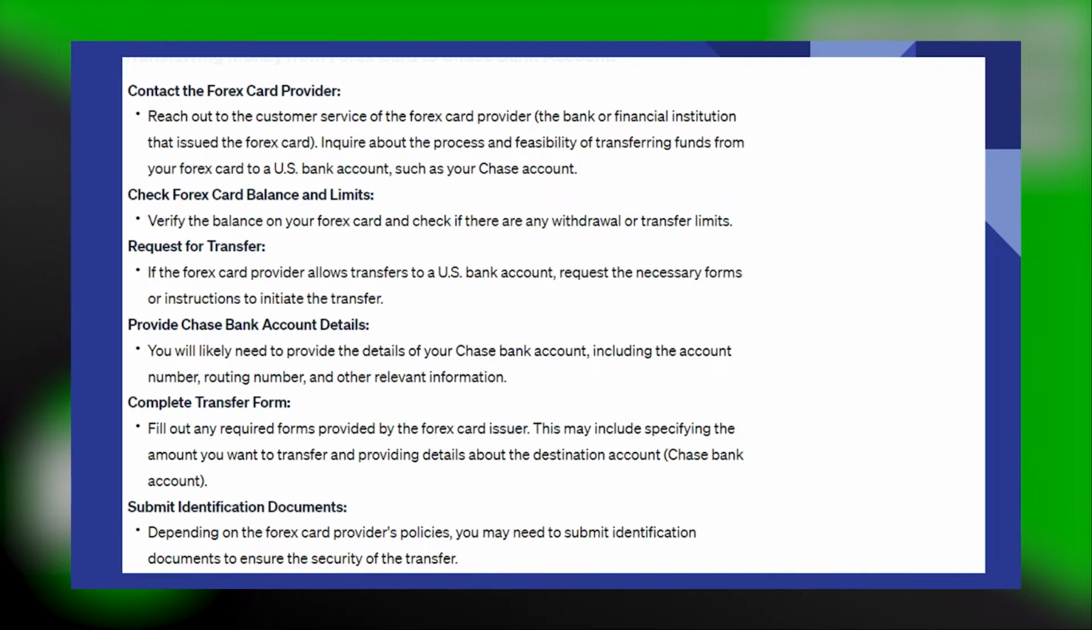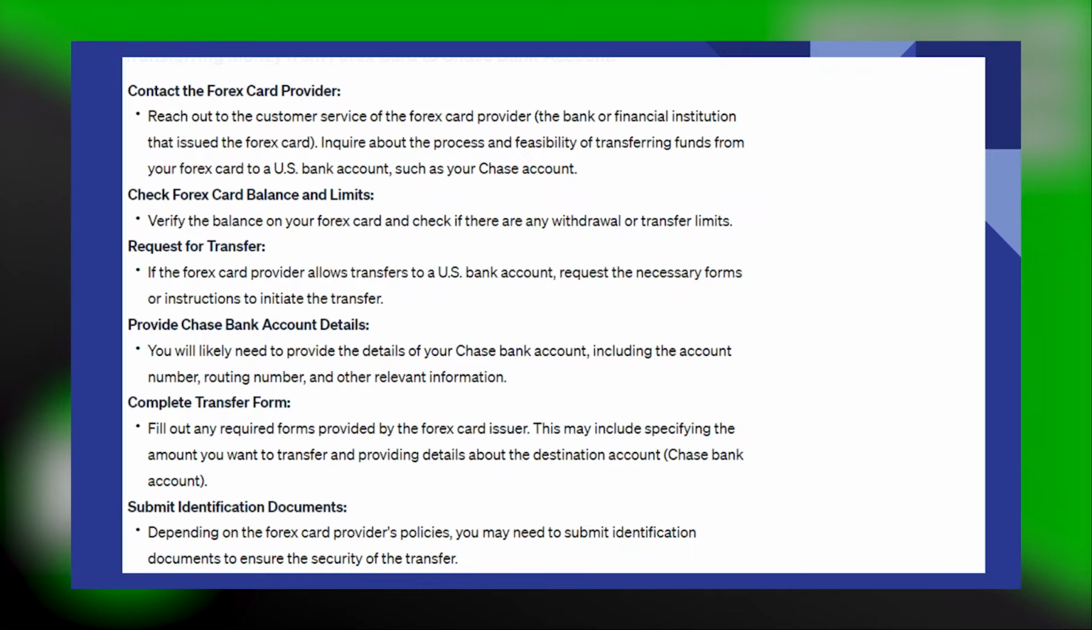Firstly, reach out to the customer service of the Forex card provider, the bank or financial institution that issued the Forex card. Inquire about the process and feasibility of transferring funds from your Forex card to a U.S. bank account, such as your Chase account.